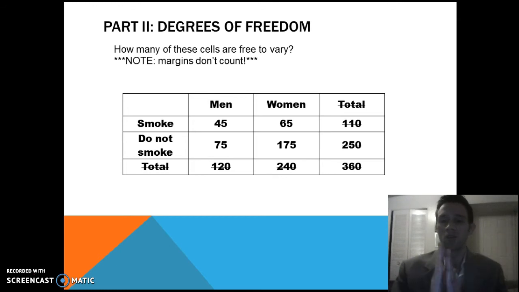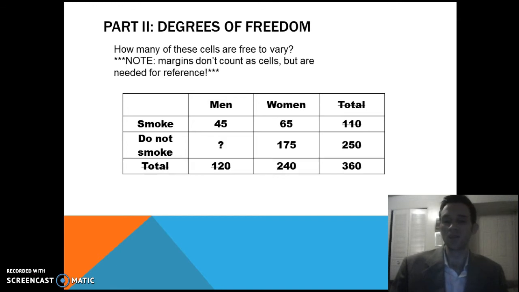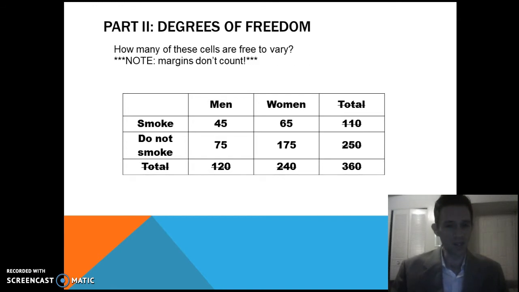Be sure not to view this as a row and this as a column. These are marginals. They're called marginals for a reason. They're not columns, they're not rows. They're just out to the side to help us know what those totals are. And we do indeed use them, but they're not part of this idea of degrees of freedom. So they're crossed out here.